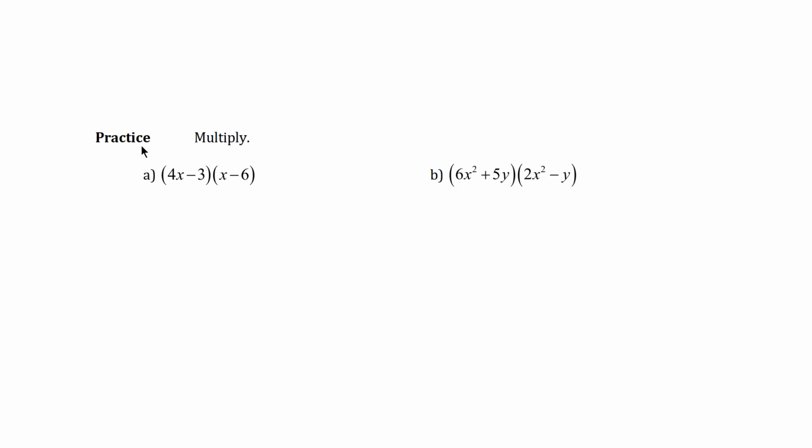Next, we have a practice problem for you to try. For part A, multiply the two binomials together. We have 4x minus 3 times x minus 6. For part B, multiply the two binomials 6x squared plus 5y times 2x squared minus y. Okay, so go ahead and pause the video, try out this problem, and then check back with the video to see the answers.